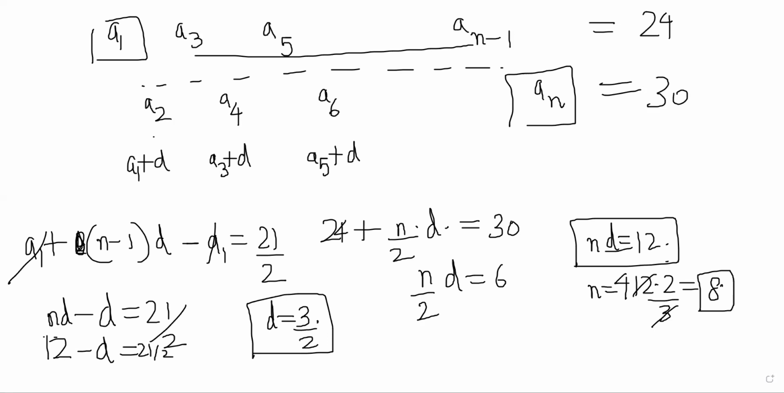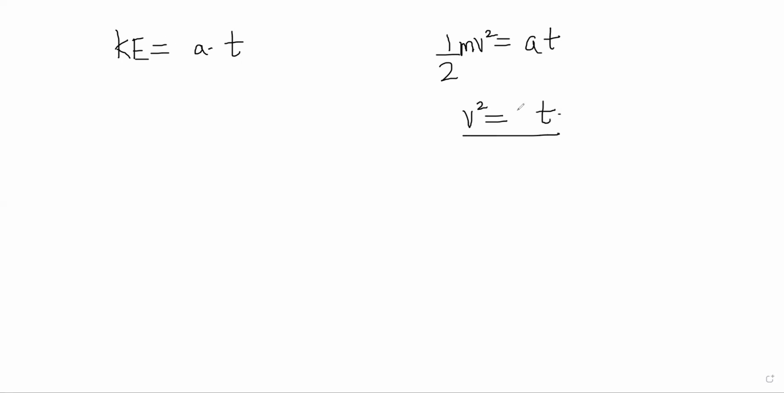Then there is some physics stuff. At time 0 second, a particle starts moving along the x-axis. Kinetic energy increases uniformly with time t. So kinetic energy is equal to some constant times time. The force acting must be proportional to what? Half mv square is equal to AT, so you get v square proportional to t.